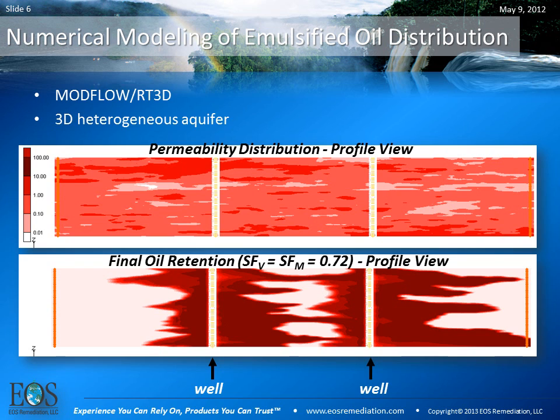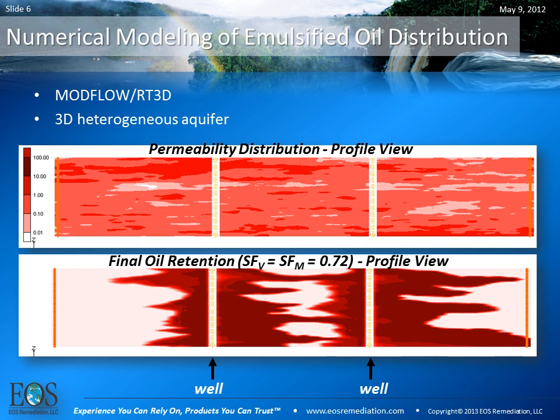So this is what one of the simulations looked like. What they used was ModFlow RT 3D, and they assumed a 3D heterogeneous aquifer. And you can see in the permeability distribution, that's the graph 1, that there's a variety of different K values that you're looking at, different lenses. The darker red is higher K, and the whiter or light pink is lower K zones. And that has a direct impact on your oil retention or your oil distribution from the wells. So those vertical lines that come across those graphs are your actual injection wells.